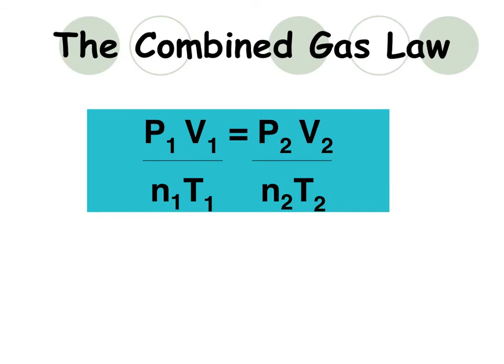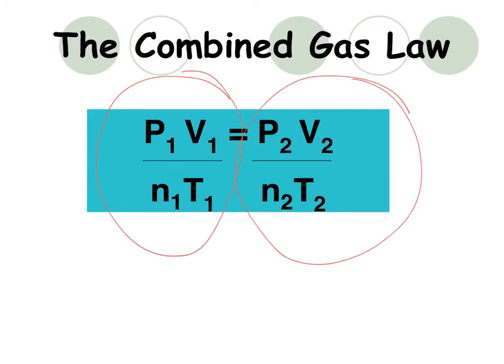Here is your last law on your foldable, the combined gas law. So look what we did. There are letters everywhere. P1V1 over N1T1 equals P2V2 over N2T2. It starts sounding like Star Wars if you say it fast enough. So these are all of our initial or original conditions. These are all of our final conditions, and they're all related.